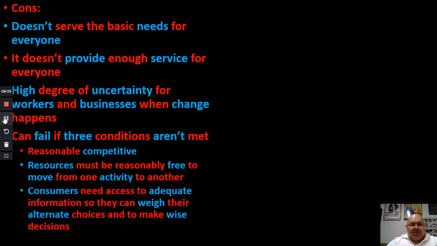Another thing, resources must be reasonably free to move from one activity to another. Okay, so resources. This is again anything from lumber, water, materials from the ground, tools, whatever. The last thing is consumers need access to adequate information so they can weigh out their options and make wise decisions. So, like right now, the Black Friday sales are going on, right?